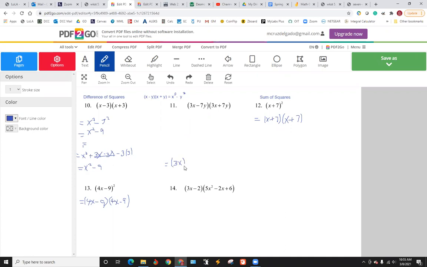So it's the first term squared minus the second term squared. So that's going to be 9x squared minus 49 y squared.